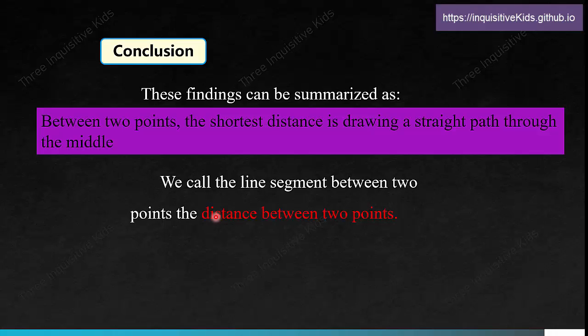So here's the conclusion. These findings can be summarized as: between 2 points, the shortest distance is drawing a straight path through the middle, and we call the line segment between 2 points the distance between the 2 points. This is a key point here. Between 2 points, the shortest distance is drawing a straight path through the middle. Remember, straight. It can't be loops. A straight line segment right through the middle. Jot this down in your notebook.